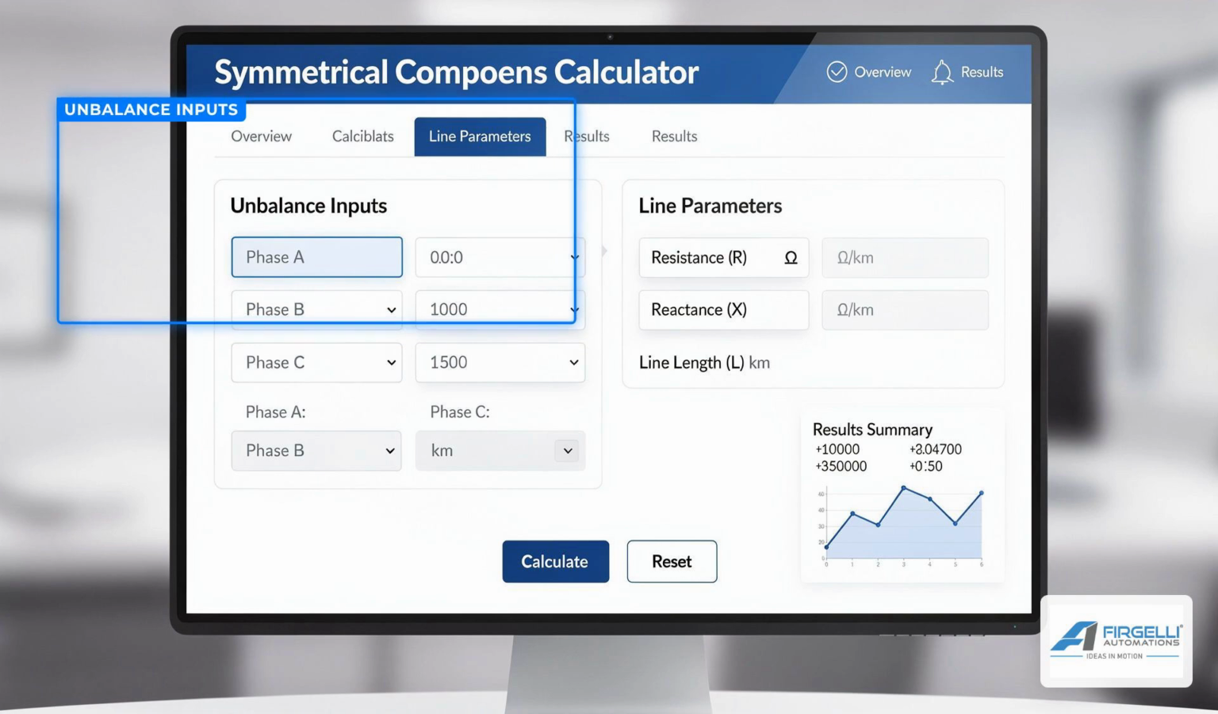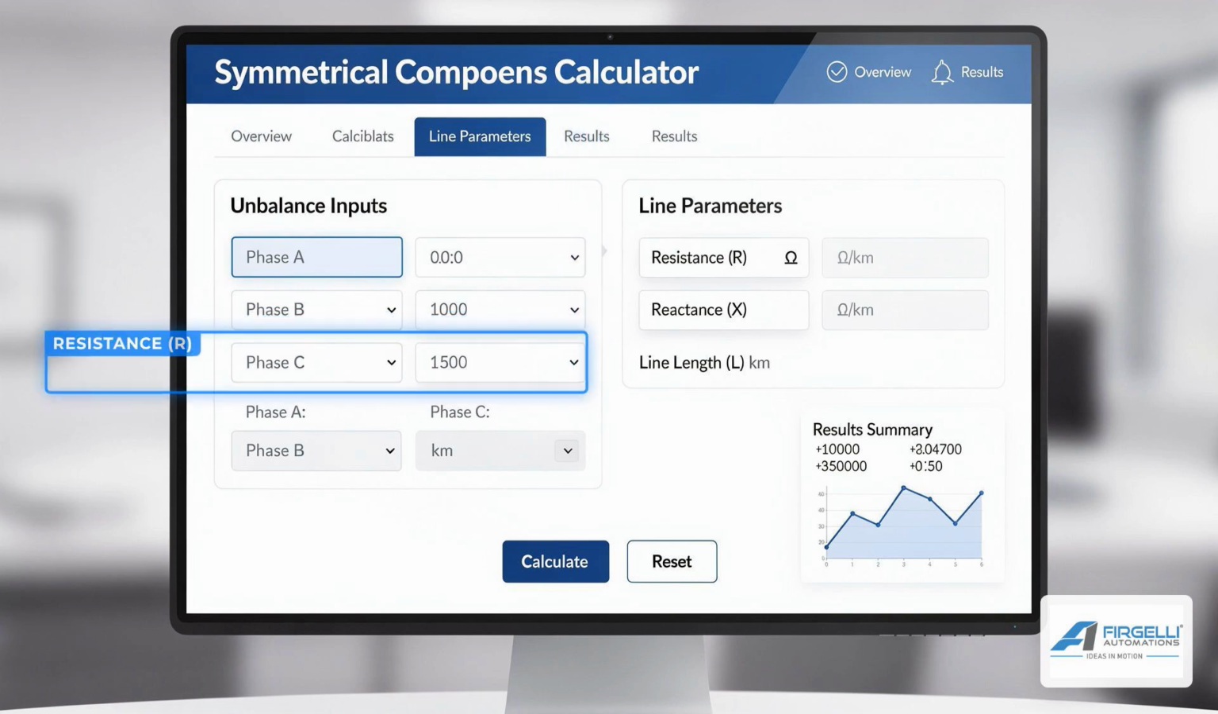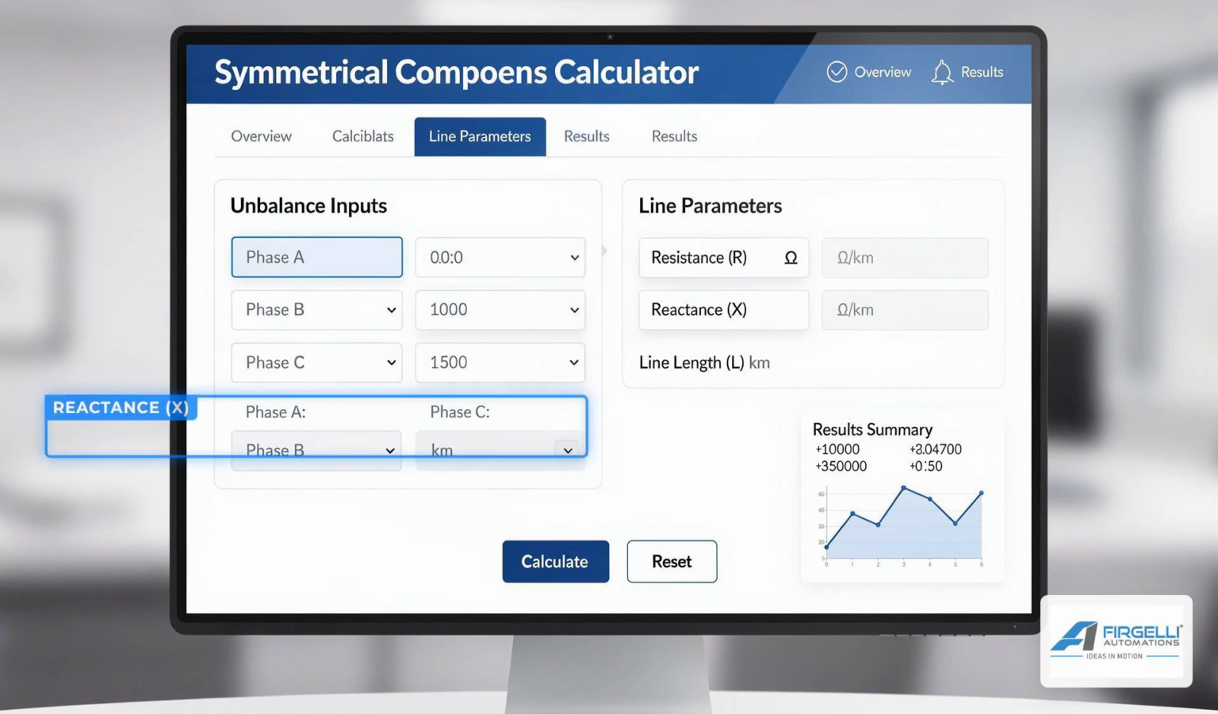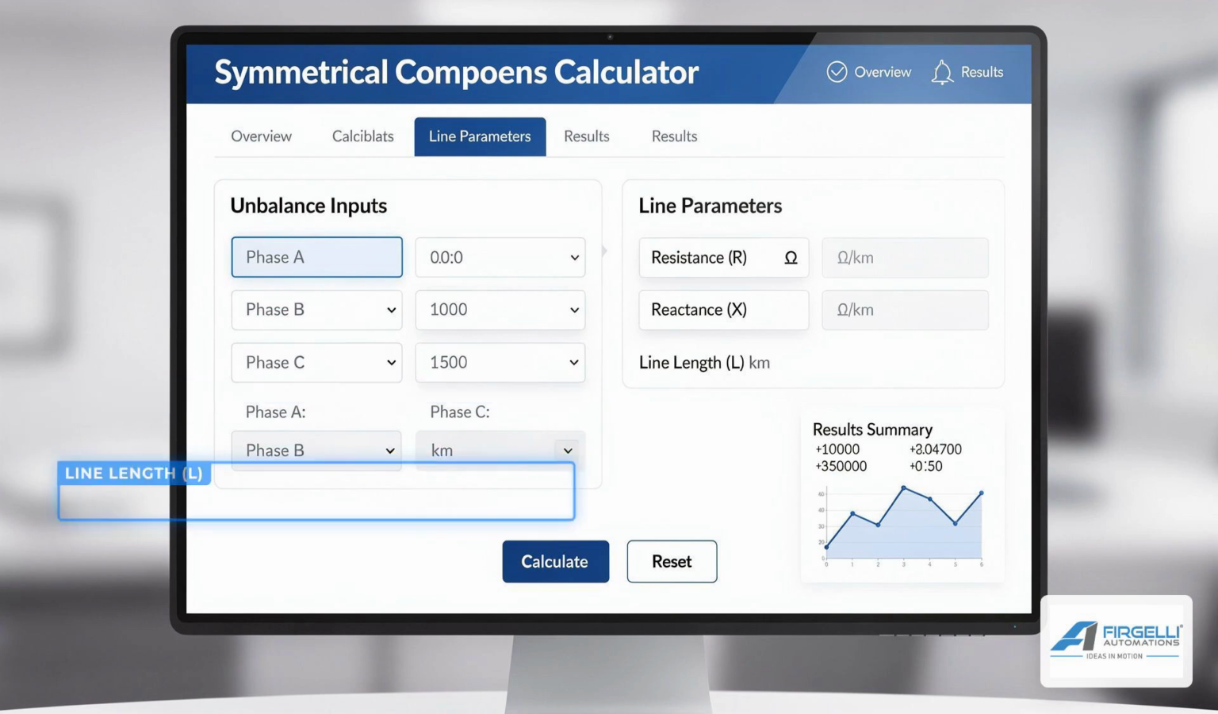Additional inputs include phase A, B, and C magnitudes for unbalanced calculations, and line parameters like positive sequence resistance and reactance, mutual resistance and reactance, and line length in kilometers.